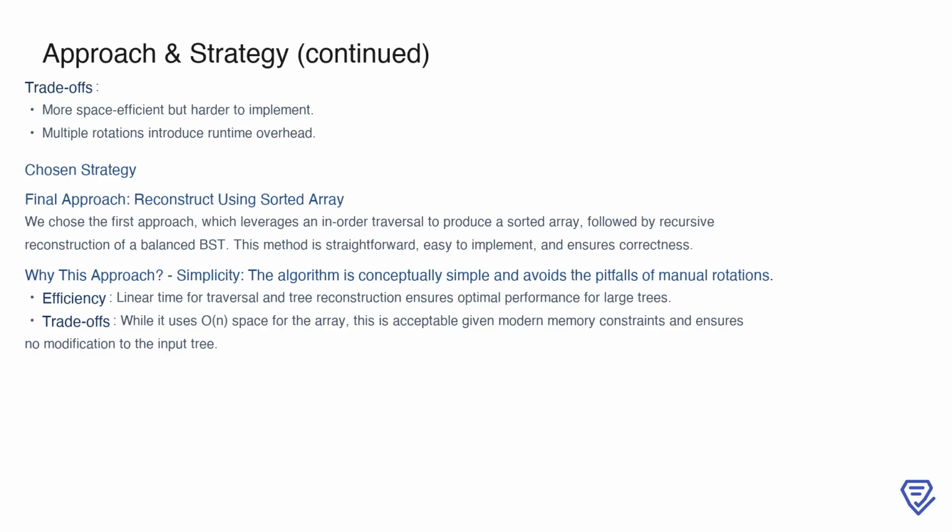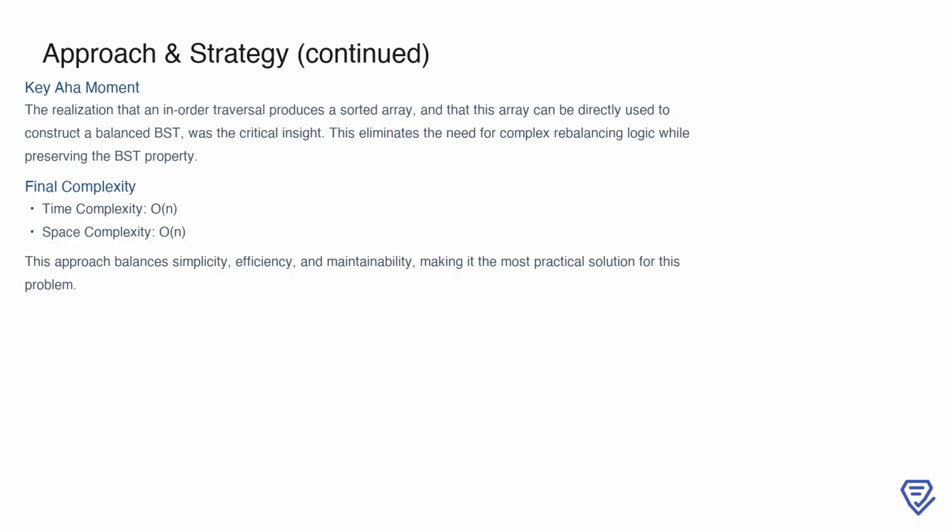The simplicity and efficiency of this approach make it a strong choice for solving this problem, especially when working with large trees. The key insight that underpins this solution is the realization that an in-order traversal of a binary search tree produces a sorted array. This insight allows us to bypass the complexities of rebalancing logic and instead focus on constructing a balanced tree directly from the array. By selecting the middle element of the sorted array as the root and recursively building subtrees, we achieve both balance and correctness.